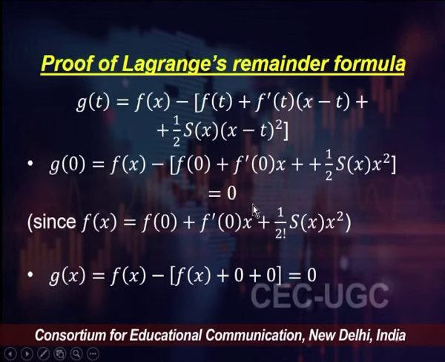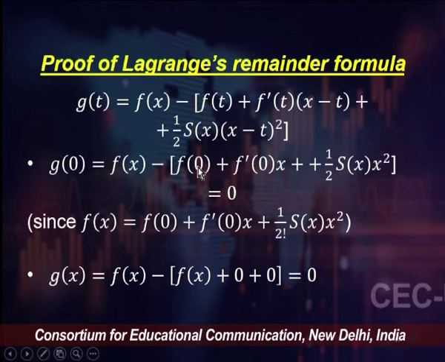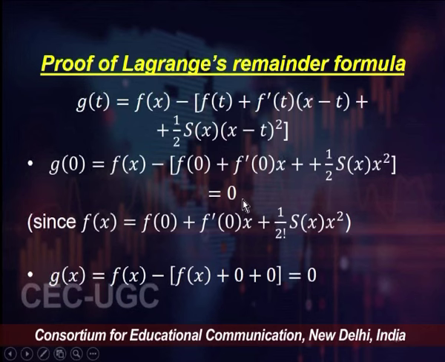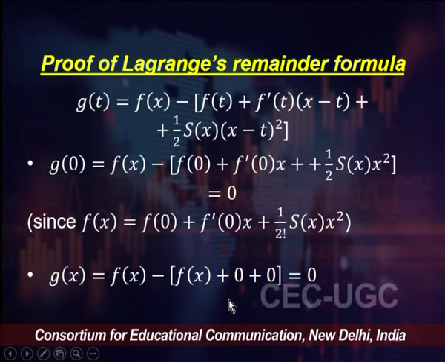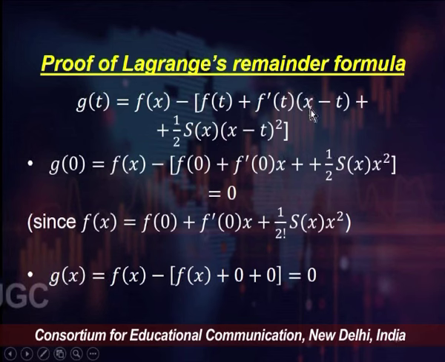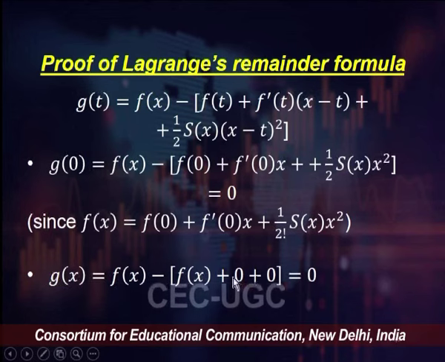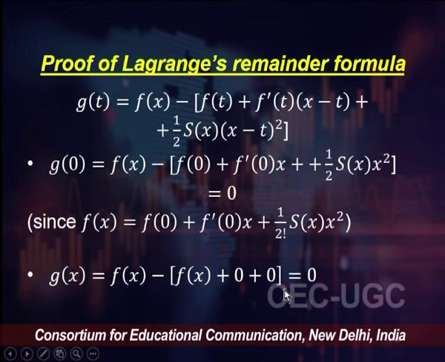So, this is what we get. Now, if you notice here, this whole expression in parenthesis is nothing but f of x by assumption. So, we get 0. Similarly, g of x is f of x minus... Now put t equal to x, the last two terms here will disappear, and you will just be left with f of x, so that is also equal to 0.